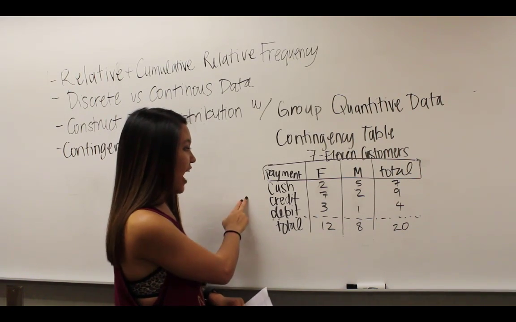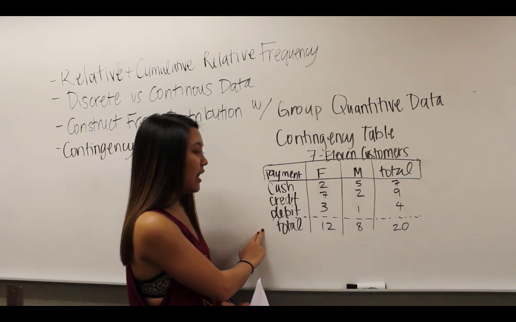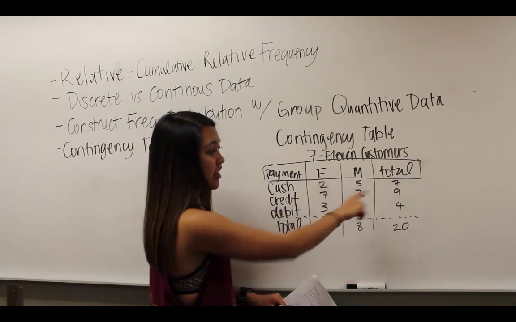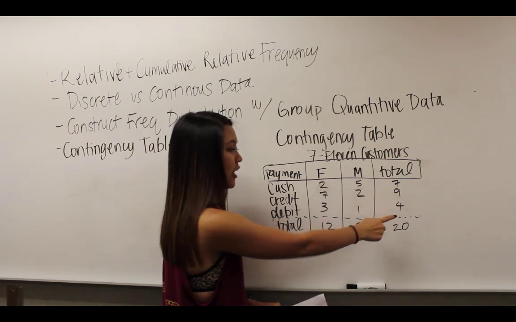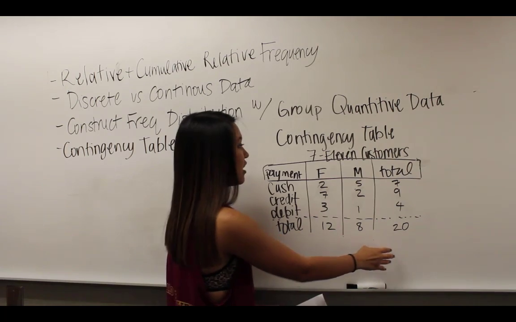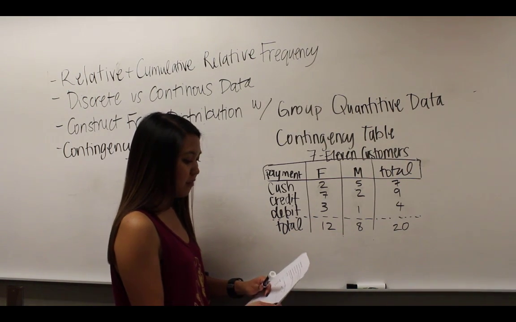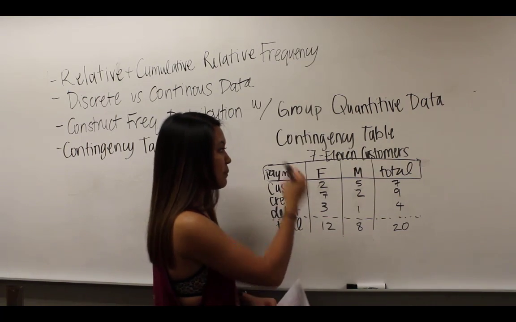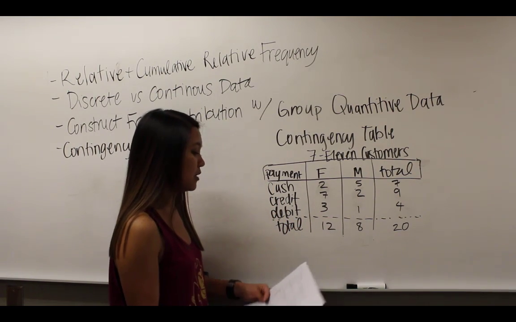So you have cash, you have credit, and you have debit. And when you look across these tables, the total for cash is 7, the total for credit is 9, the total for debit is 4. And the total of everyone would be 20. So the most common form of payment would be credit, with 9, because it has the highest frequency. So that's how you interpret that question off the contingency table.